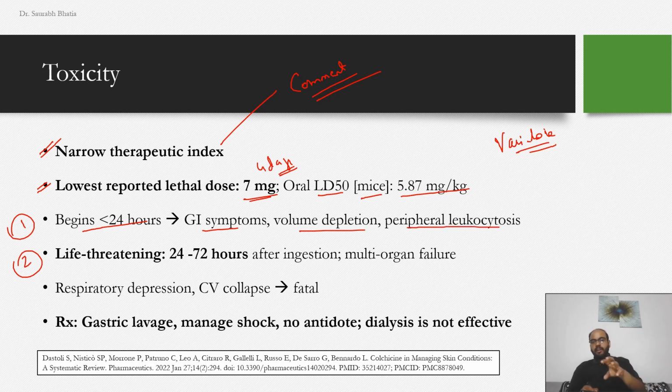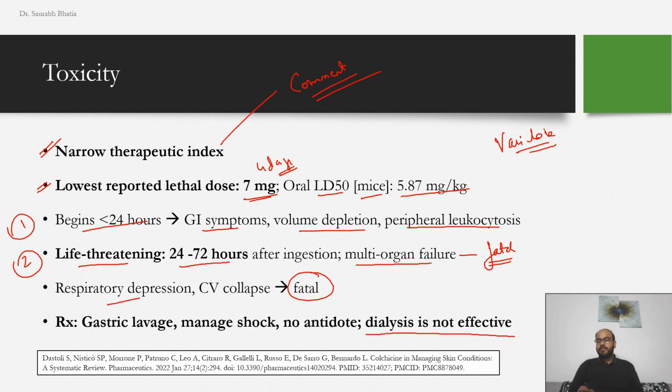These are the three factors which appear early, within 24 hours. Okay. After that, the body goes into a life-threatening stage 24 to 72 hours after ingestion, and because of multi-organ failure, the outcome is usually fatal. Respiratory depression can occur, cardiovascular collapse can occur, leading to a bad morbidity or mortality outcome. Okay. Now, the most problematic thing about colchicine is that even in toxicity, the dialysis process is not effective. You cannot effectively remove the drug in case of toxicity.